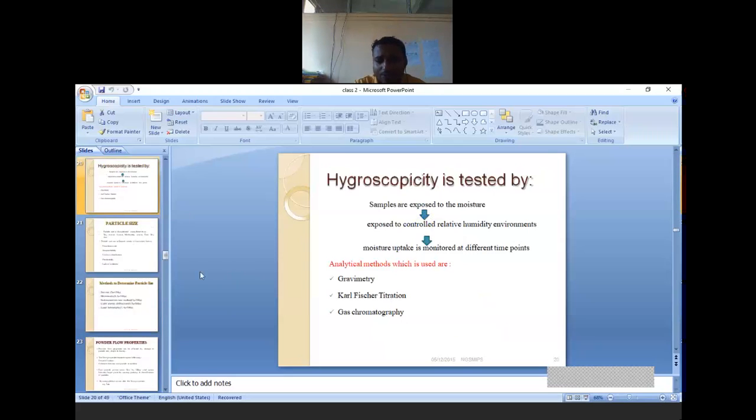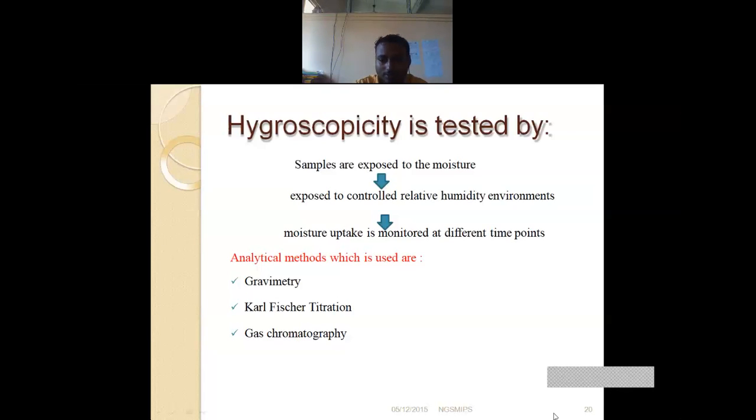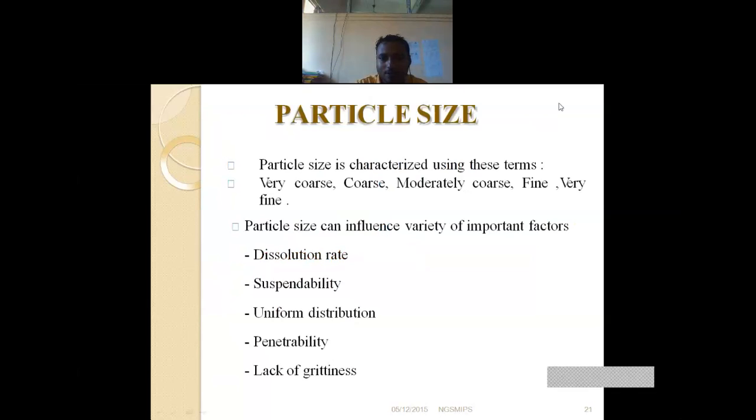So in the last class, we were discussing hygroscopicity. Next, we discuss particle size. Particle size is also one of the important factors in the formulation of preformulation studies. What terms do we use for particle size? That is very coarse, moderately coarse, then fine, then very fine.